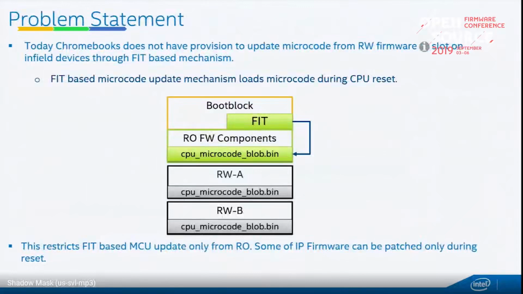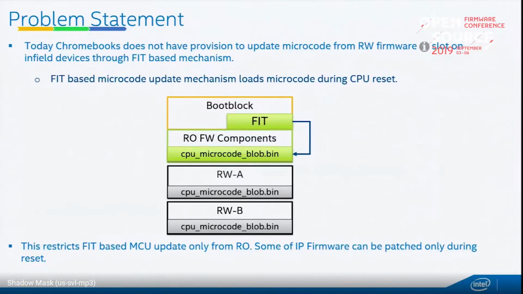So looking at the problem statement, today Chromebooks do not have a provision to update the microcode from the RW region through the FIT-based mechanism. The FIT-based mechanism is actually a pre-reset thing where the CPU goes and looks up the FIT table, where it gets the address to the microcode data and starts loading the microcode update onto the microcode firmware and patches the other CPU firmwares as well.